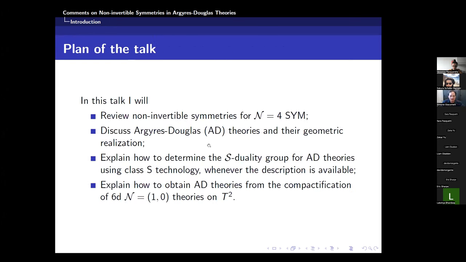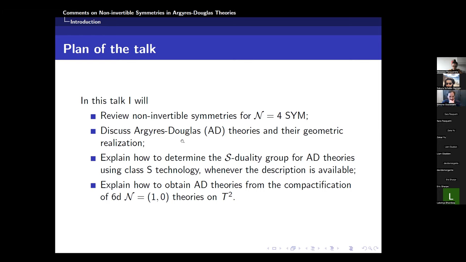Okay, so in this talk, I have to review a lot of material. So I will start by discussing non-invertible symmetries for N=4 super Yang-Mills, which will also extend to the strongly coupled models we will discuss later on. And we will indeed introduce the strongly coupled theories we are interested in, Argyres-Douglas theories and their gaugings. And then I will try to explain how to understand S dualities for all these theories.